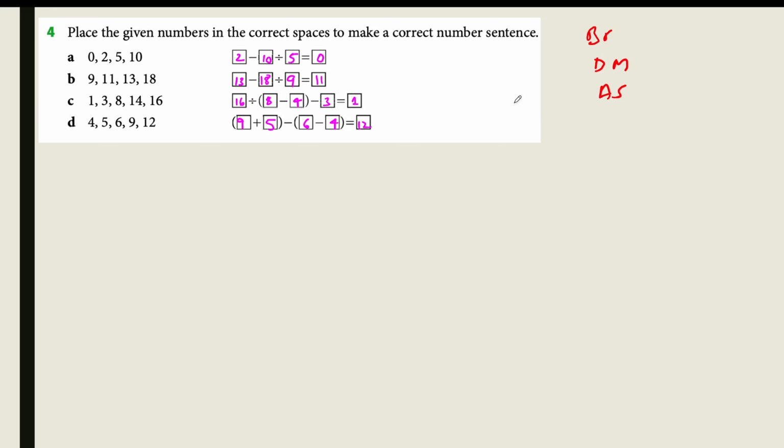Now looking at the first set and the first equation, we have in the set 0, 2, 5 and 10, and in the equation we have the minus sign, division sign and equality sign. So even though the subtraction appears before division, as you can see in this equation, we must complete the division first as per the rules of the operation, and then we have to perform the subtraction.